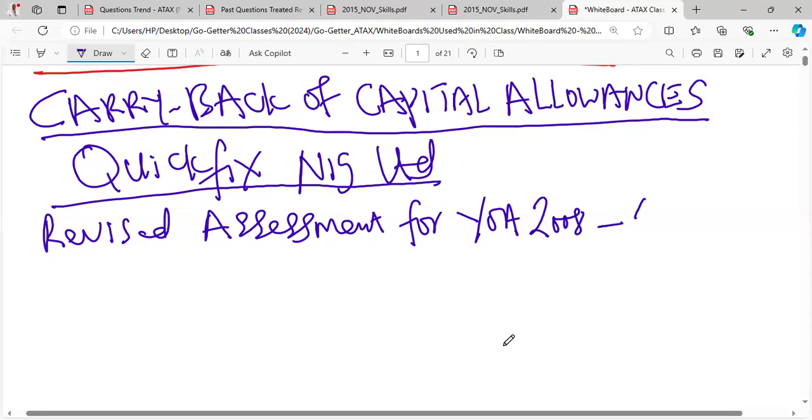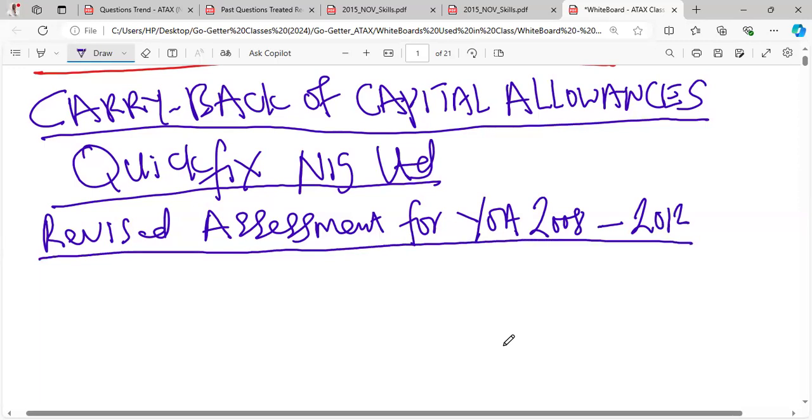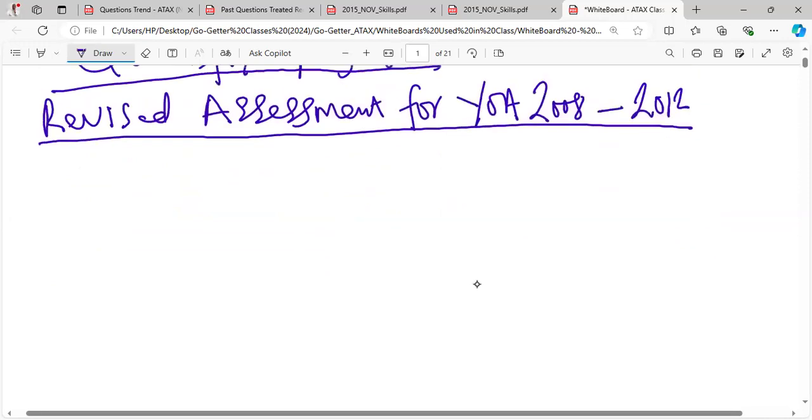2008 to 2012. You see clearly why I am doing 2008 to 2012. But what do we do? We'll be doing them backward. So we start with year of assessment, supposed to be up to 2013. 2013. Forget about the basis period.